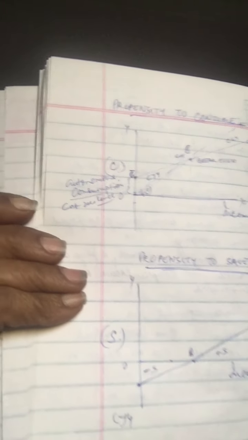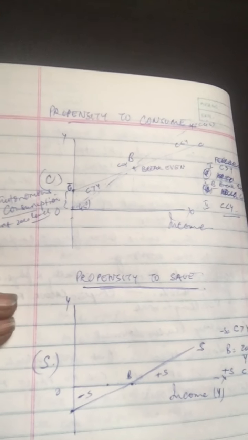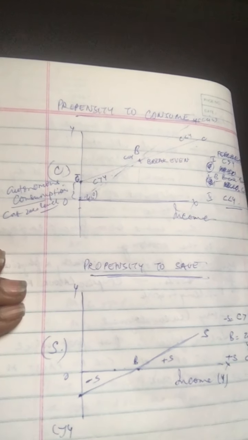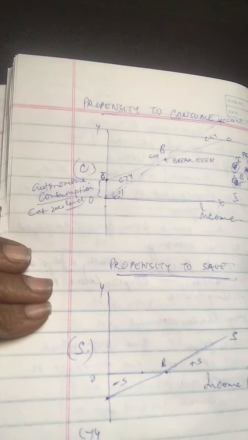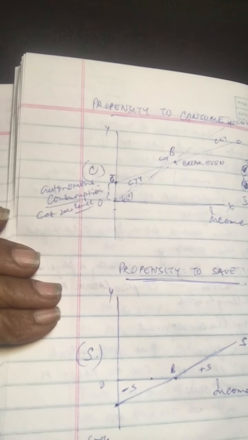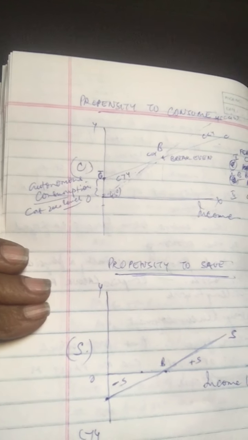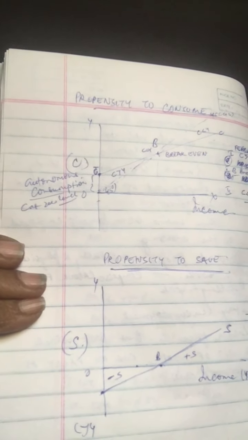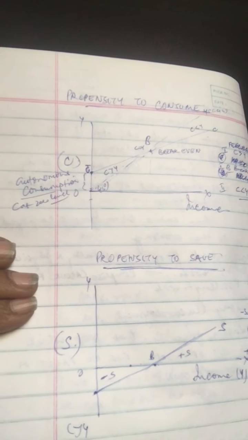Or we can say, since you have this curve on top, that the dissavings are equal to the autonomous consumption that is taking place. And you see that the saving curve intersects the x-axis at point B, which is known as the break-even point. At this point, consumption is equal to income and saving is equal to 0. So after the break-even point, as income increases, savings become positive.